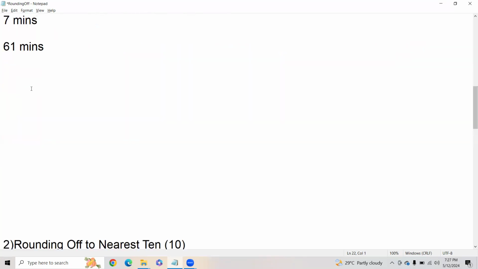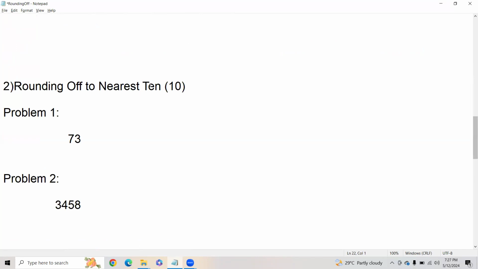So let's look at the next thing, rounding off to the nearest 10. Let's take 73. Now we need to round this number off to the nearest 10. First of all, let's ask one question to ourselves. How many zeros does 10 have? We know that 10 has one zero. So to start with, the first step is to put a zero at the rightmost place. Here this is the rightmost place, where below that you put 0 because 10 has one zero.